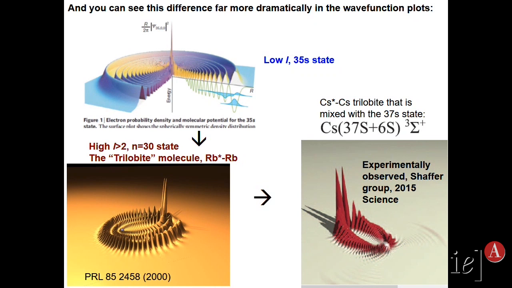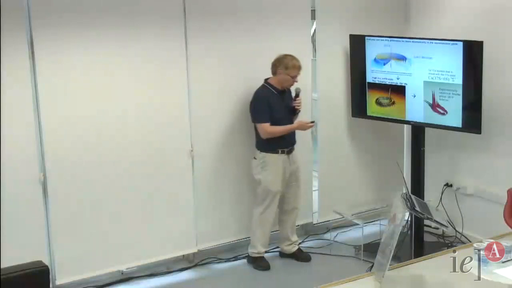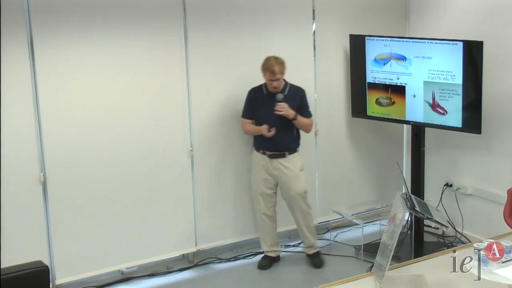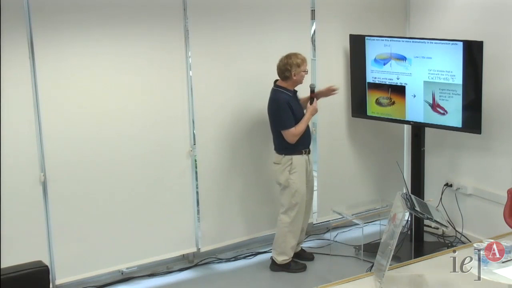It took a while for that to be observed experimentally, but it was finally seen in 2015 by Jim Shaffer's group at Oklahoma, verifying that this trilobite state could be seen. They could verify it by the energy shift agreeing with theory. They didn't actually image the wave function, though. That's a theory reproduction of the wave function. And you see how different it is from, say, an S state of the Rydberg atom.